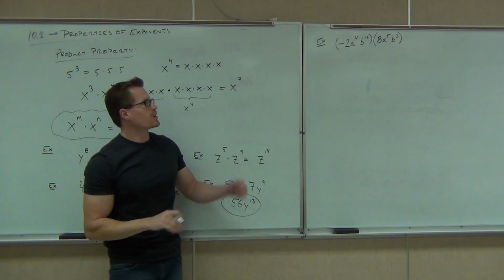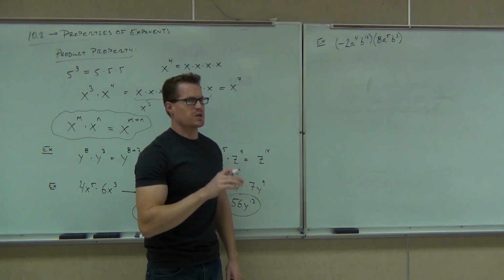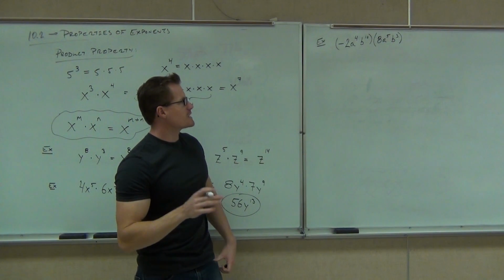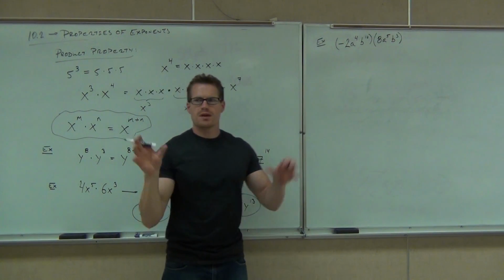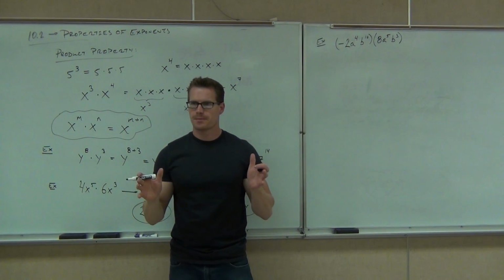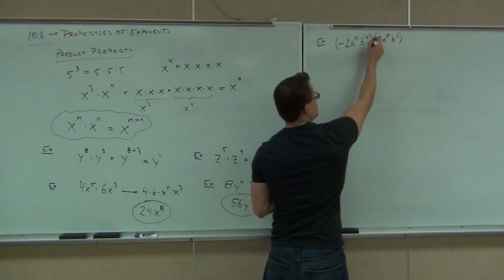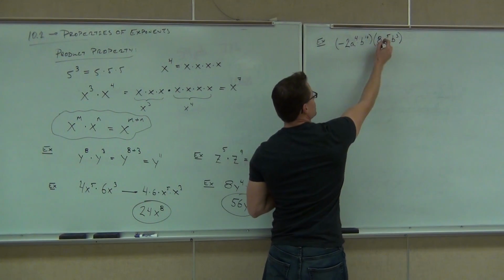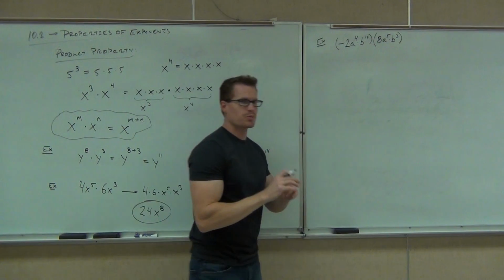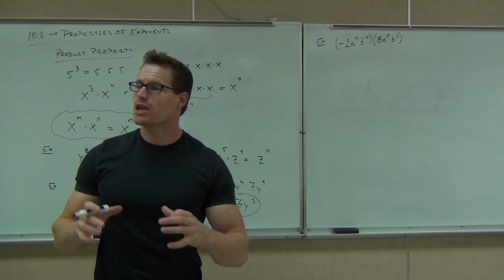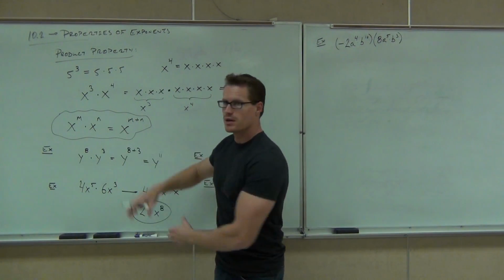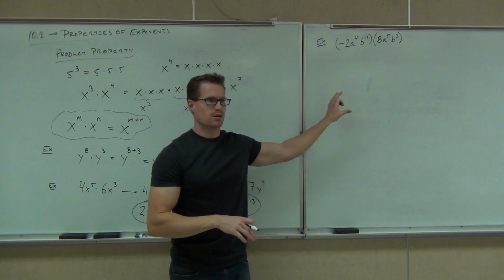All right, now the next one, we got -2a to the 4th b to the 10th. We've got 8a to the 5th b to the 3rd. Are they being multiplied? Yes. As a matter of fact, that's multiplication, and every single thing in here is multiplication. We're multiplying a whole bunch of stuff. So can you apply this principle to that problem, do you think? Yeah.